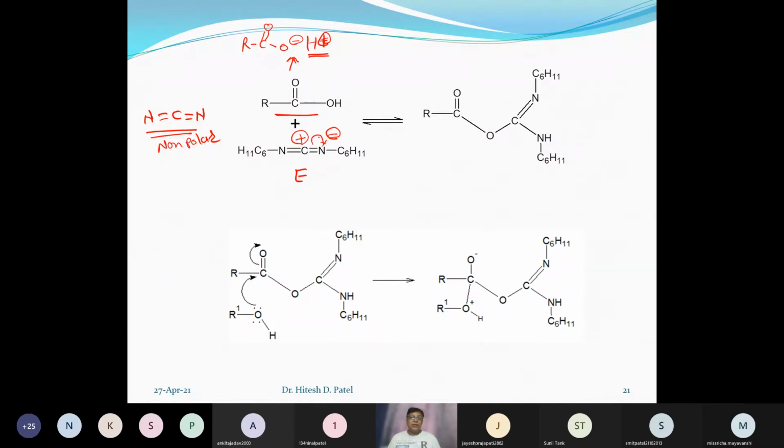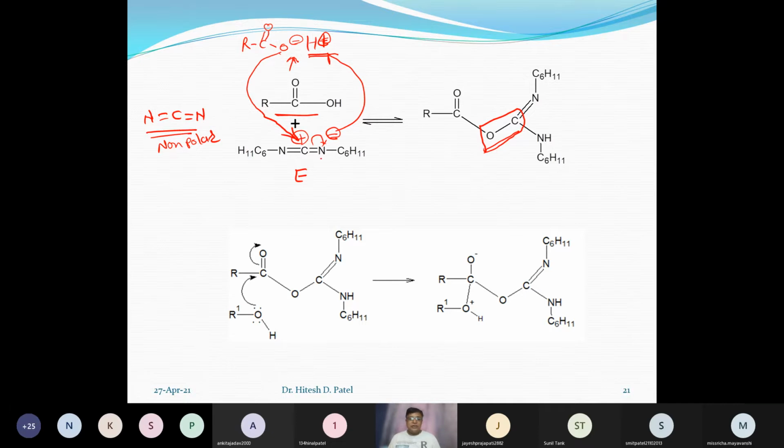When carbon becomes positive and nitrogen becomes negative, then what happened? This O minus will attack on the carbon and N minus will attack on the hydrogen. So as a result, what will we get now? We will get C double bond O, O, C bond. Here you can see this is a new bond formed. Why? Carbon has a positive charge, oxygen has a negative charge. Oxygen, that is O minus, the carboxylate ion, acts as a nucleophile and will react with carbon. So this bond will form.